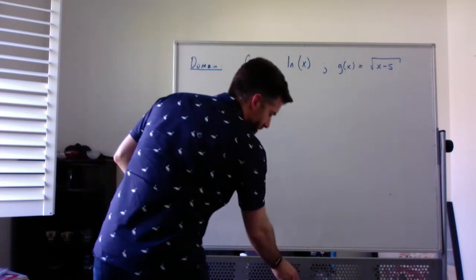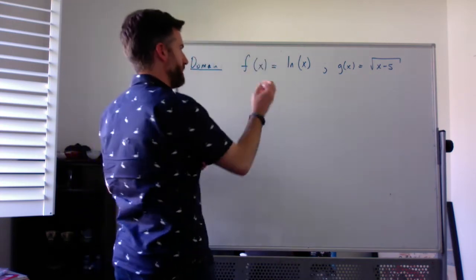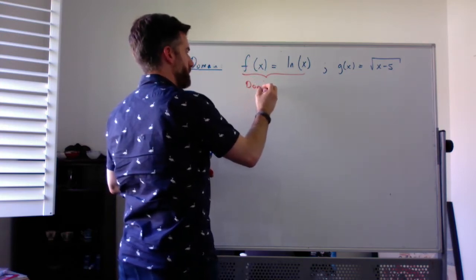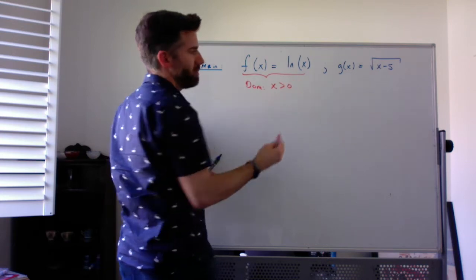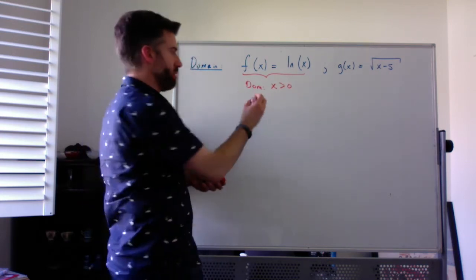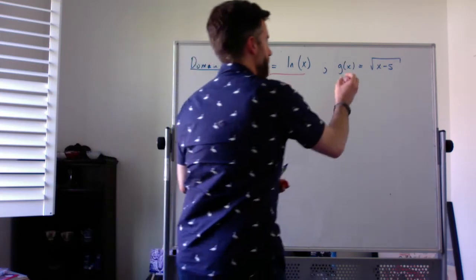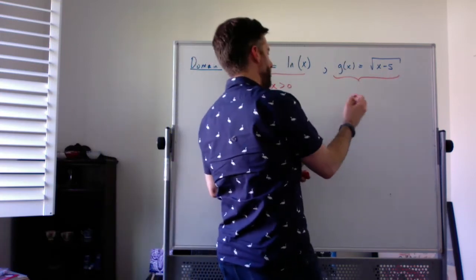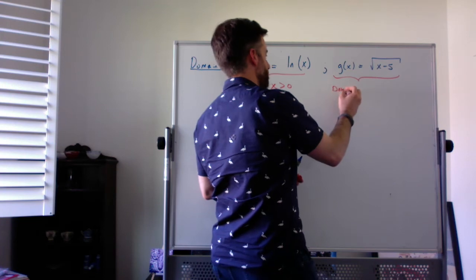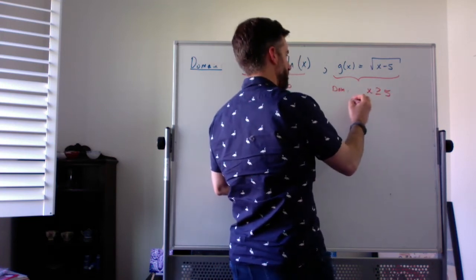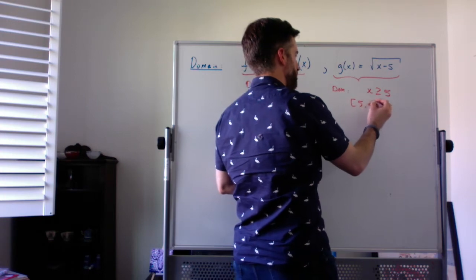For composite functions, usually I just think about these on their own. So this one, the domain is x greater than 0, or you could write it in interval notation. I'm not going to be super specific, you can do that if you want to. And for g of x equal to the square root of x minus 5, the domain is x greater than or equal to 5, or if you prefer, 5 to infinity.